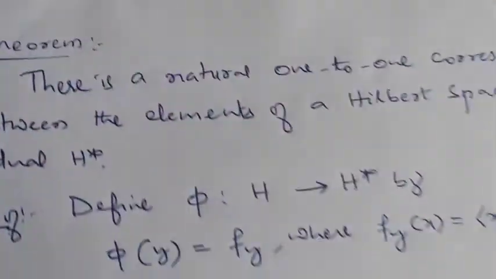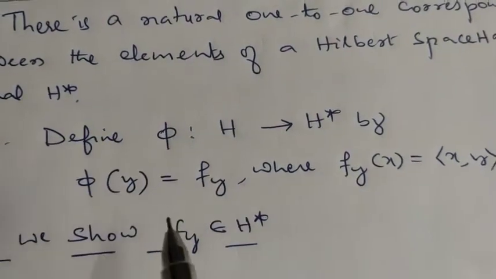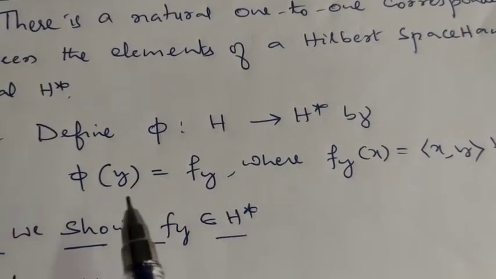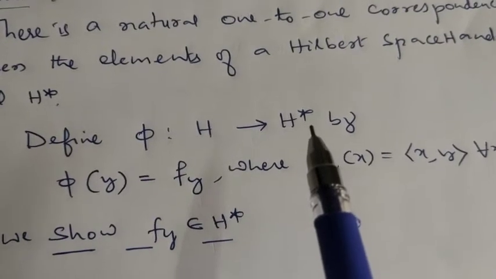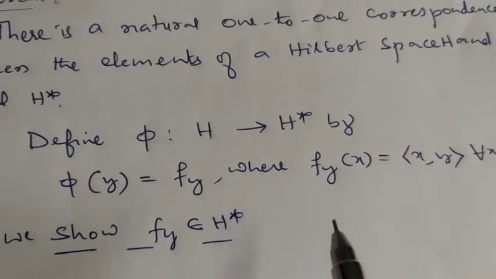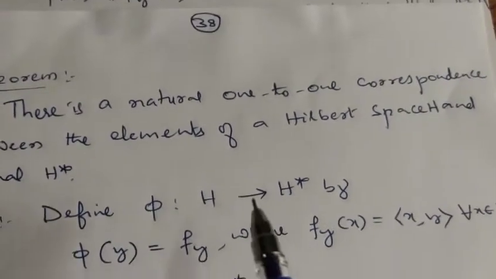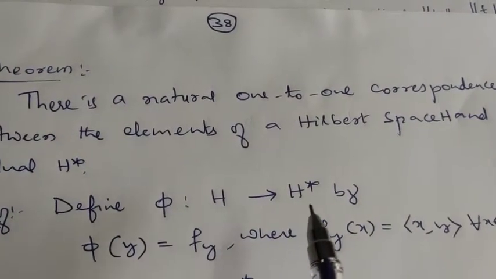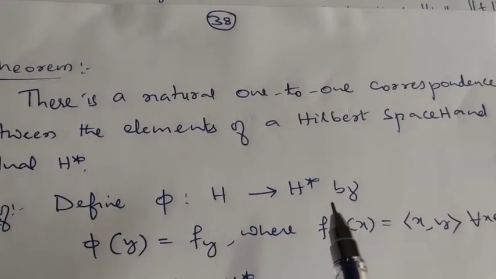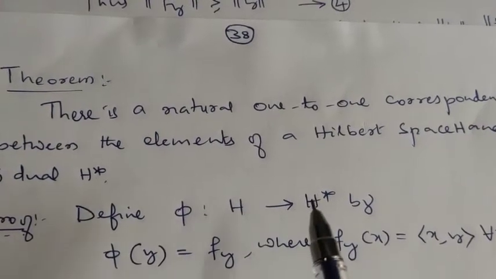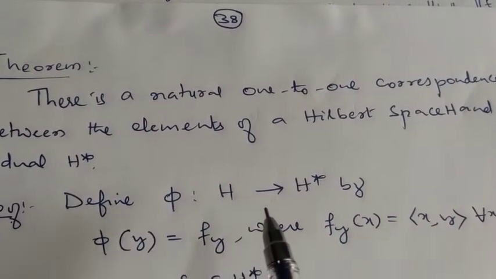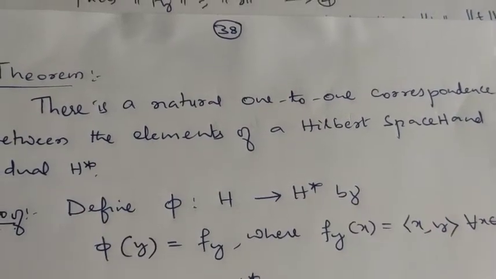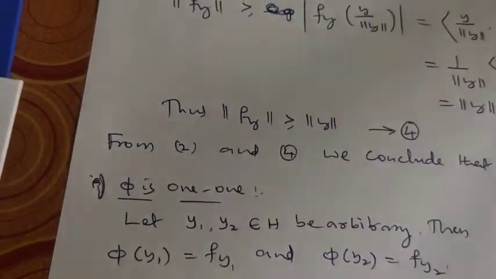Say phi from H to H star, defined by phi of y is equal to Fy. We have shown that this mapping is well defined by showing that Fy is an element of H star, and also that norm of y is the same as norm of Fy. Now we need to show this mapping is a one-to-one correspondence between H and H star. That means we need to show this mapping is 1-1, onto, linear as well as an isometry. Okay, let's prove one by one.